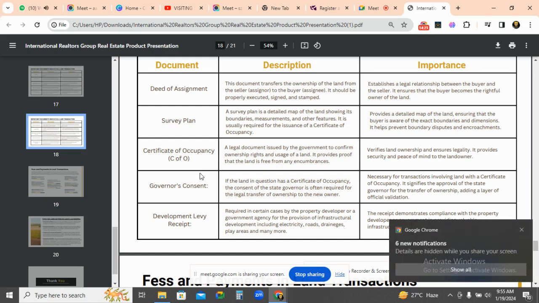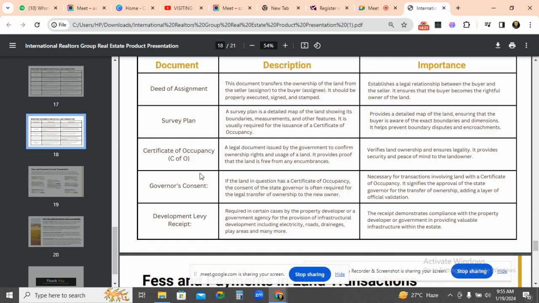Governor's consent is issued for a land that already has a C of O that is being sold to another person. So if the land in question has a C of O, the consent of the present governor is needed. You understand? In order to legally transfer the ownership to the new owner.